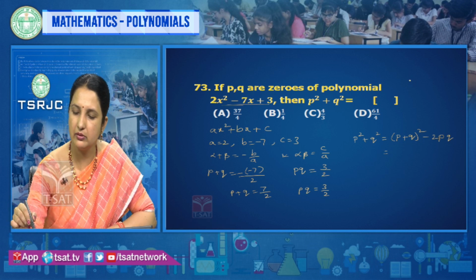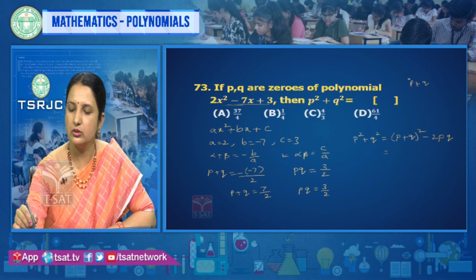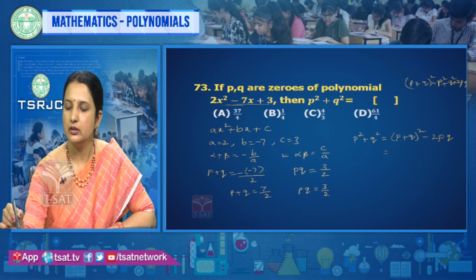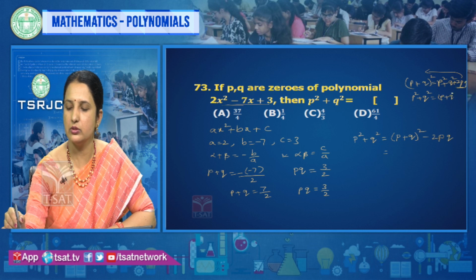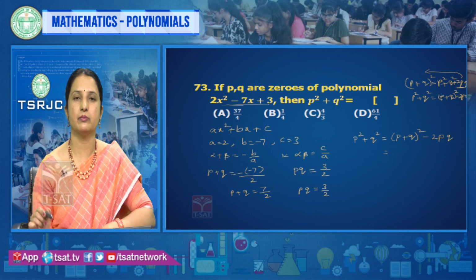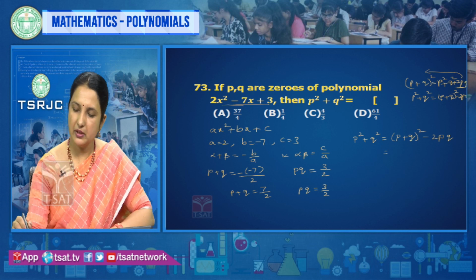See here how I wrote. P plus Q whole square is what? P square plus Q square plus 2PQ. 2PQ you bring this side. What will you have? P square plus Q square is there only. But when it comes to this side, it subtracts, no? P plus Q whole square. This will become minus 2PQ. I wrote that only. Okay. So P plus Q whole square.